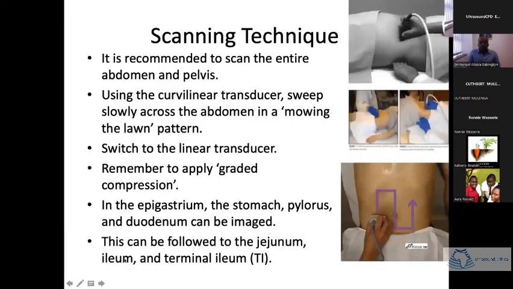Now we come to scanning techniques. Scan the entire abdomen as well. Check for all other possible causes for the patient's complaint, especially when it's an acute case.